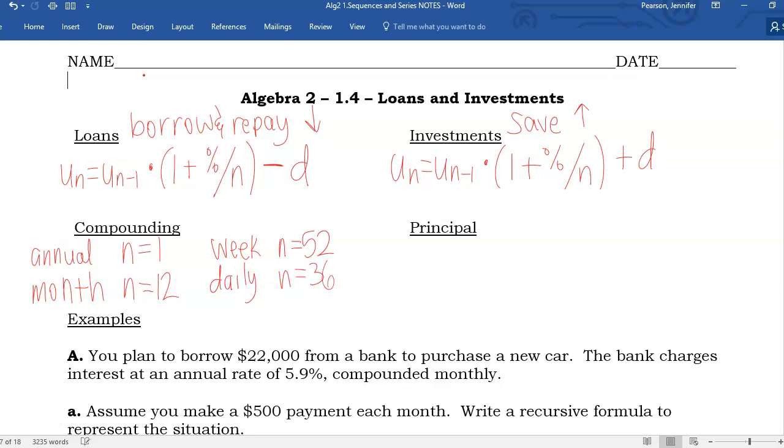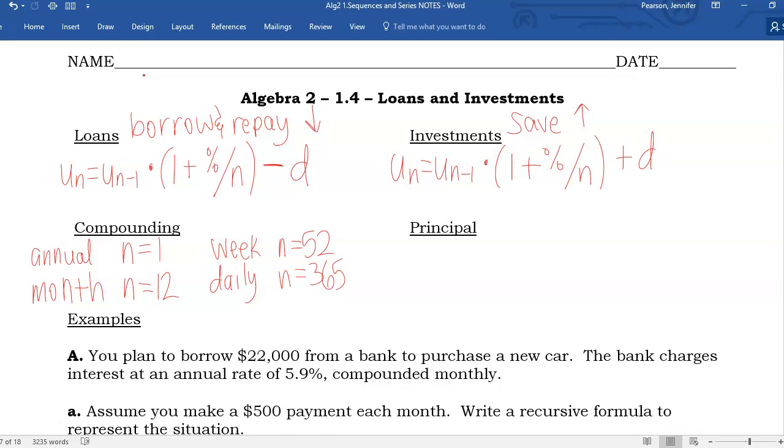There's lots of different values, however many times it happens in a year. Like you could say semi-annually, n would be 2, twice a year. I'm just going to go with those. Those are the common ones that you're going to see. But it could be any period of time that you could break a year up into. How many of those per year, that's your n.